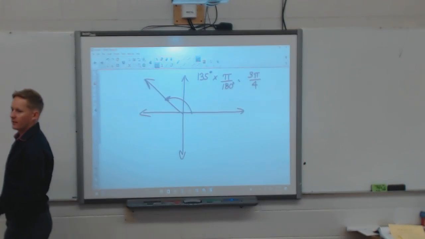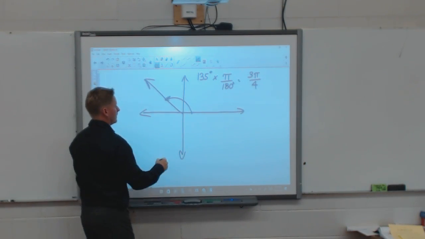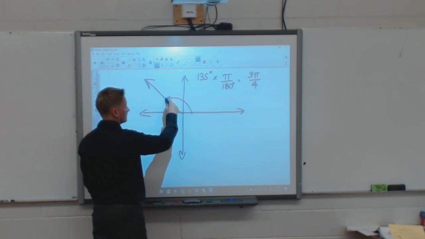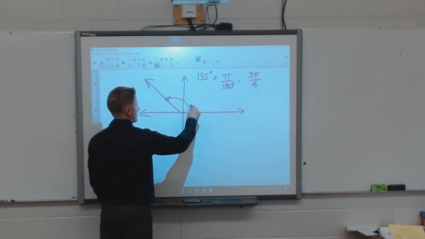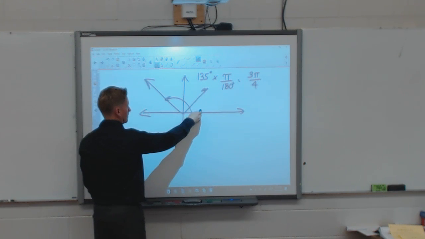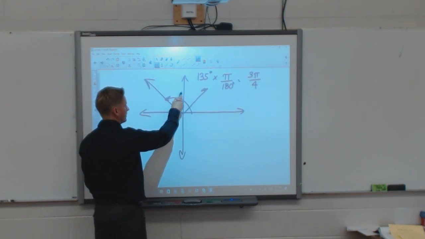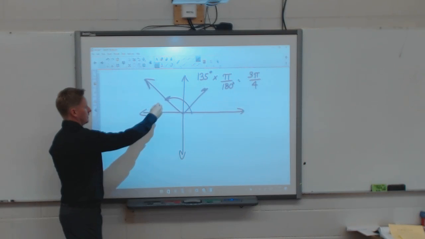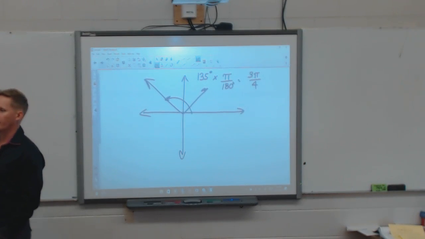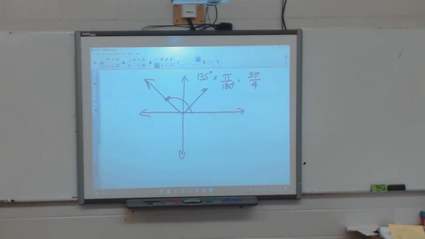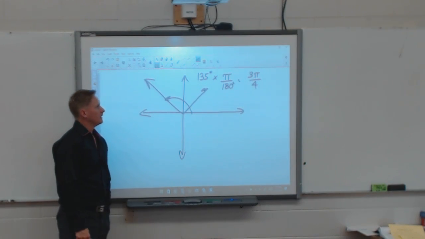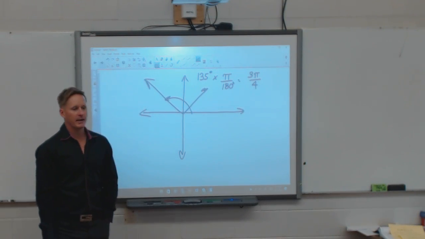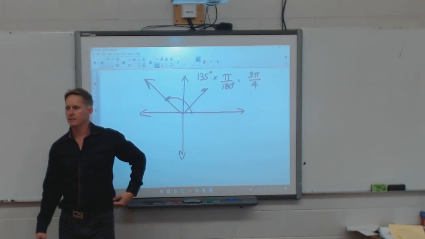3 pi over 4. Well, think about it here for a second. How many degrees is it from here to here? If this is 90 to here, how many more degrees is it? 45, correct? From here to here is how many degrees? 45, 45, 45. Three 45s get you to there, so you've got 3 over 4. Right? That's a different way of looking at it. Okay? So, there you have it. 3 pi over 4 radians, that's 135 degrees.